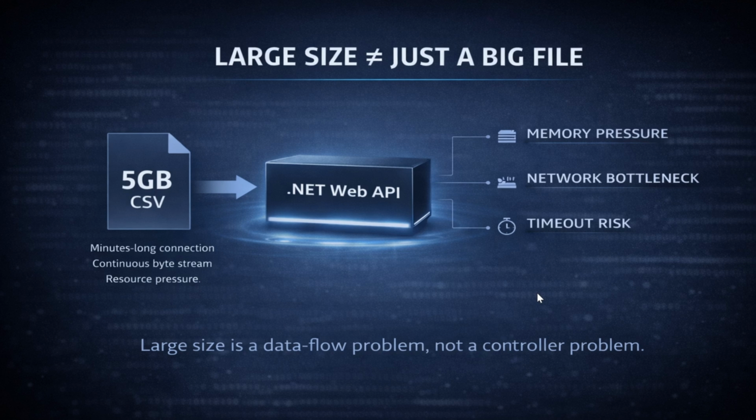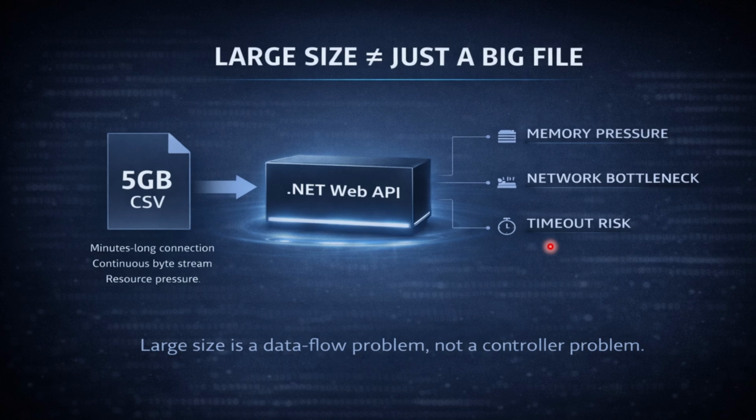And here's the real architecture question: where does that data live while it is being uploaded? If your answer is inside RAM, you have already created a scaling failure. A 5 GB CSV file upload means minutes of continuous data flow. That means a long-lived HTTP connection, continuous byte streaming, sustained resource pressure. Large size stresses three things: memory behavior, network bottleneck, and timer boundaries.